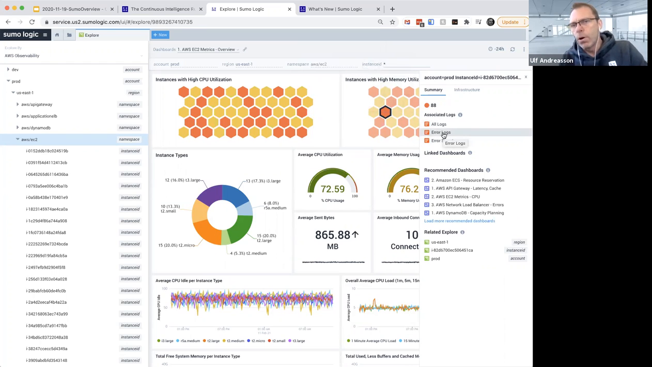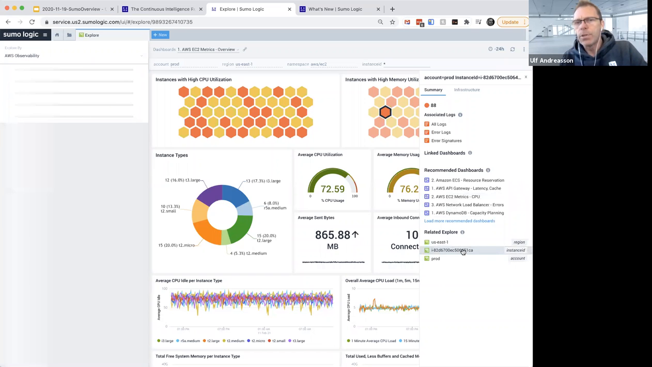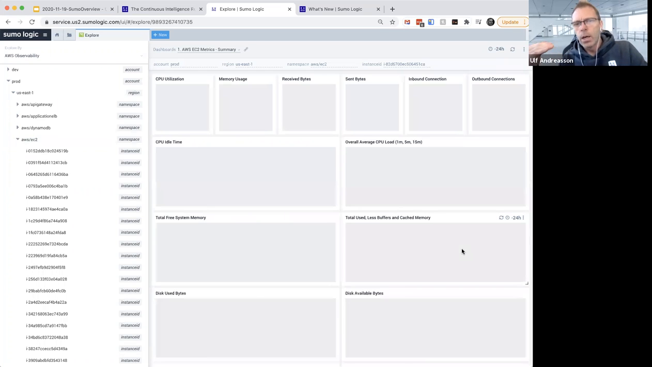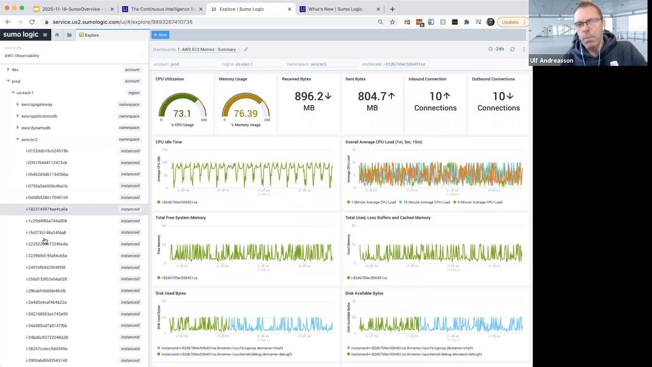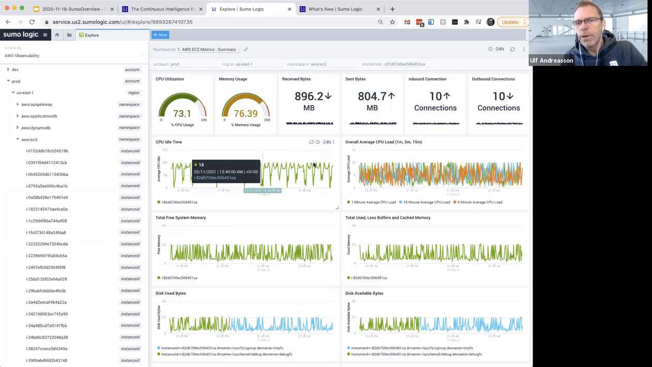I'm not sure if there are any errors here, but what I can also do is go to some recommended dashboards that could be of value to me. A very easy way is to also go to the instance ID, or maybe the whole region or the account, but going to the instance here, it's basically a shortcut. Instead of trying to find the instance name here, which is not always that easy, I can now very quickly pivot straight into that instance.